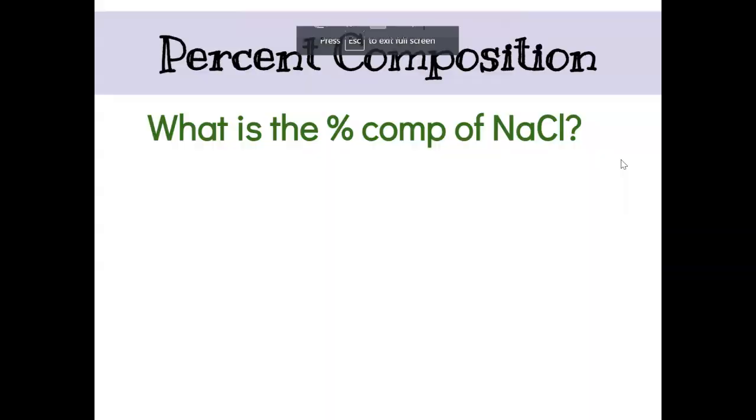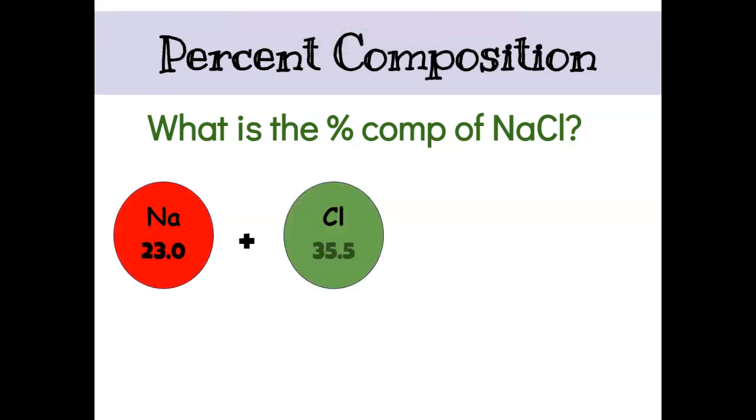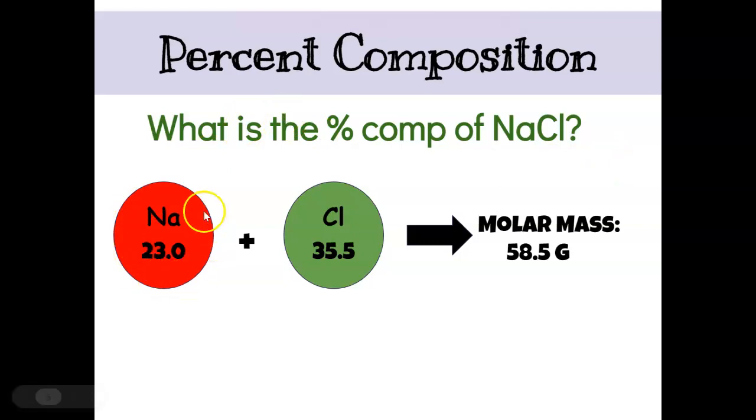So we have 23.0 for sodium, and then chlorine is 35.5, so we're rounding to three places here. And so that will give us our molar mass of 58.5 grams. So here we have found the weight of the individual and the weight of the total. Sodium is going to be 23 grams, that average atomic mass coming from the table. Chlorine is 35.5 grams. 35.5 plus 23 is going to give us 58.5 grams total. Okay?